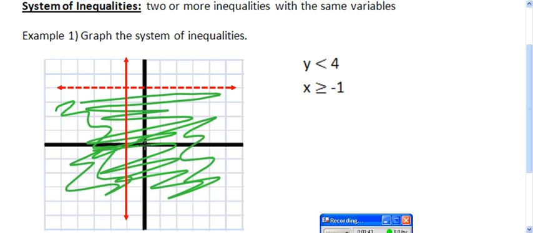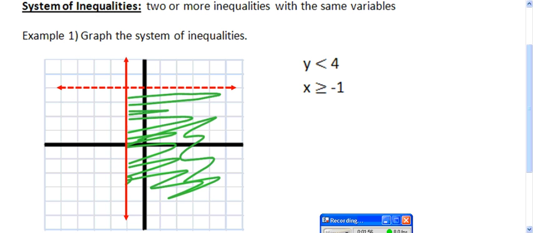I put this in for the second equation. So I put in 0 for x. 0 is greater than negative 1, so it holds true. This is the area that should be shaded. This side would not be shaded, so we need to get rid of the shading.